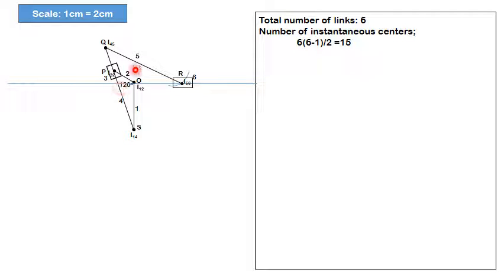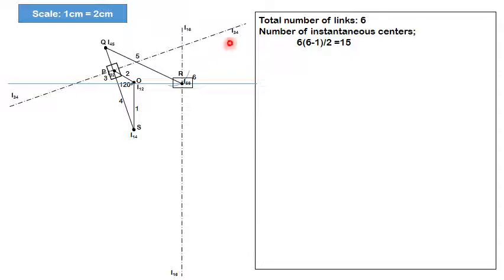Now for a sliding pair, we also know that the instantaneous center lies at an infinite distance, perpendicular to the line of action of the slider. So I have shown those instantaneous centers also. If you consider this slider which is moving on link 4, the instantaneous center of this slider lies at an infinite distance on a line perpendicular to this link, and that instantaneous center is I34. Why I34? 3 is the slider, 4 is the link on which the slider is moving.